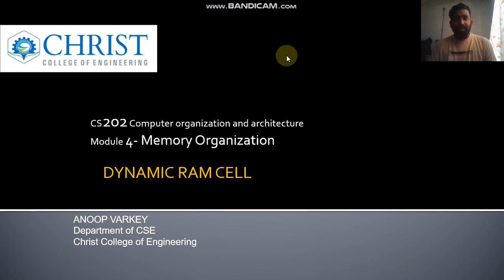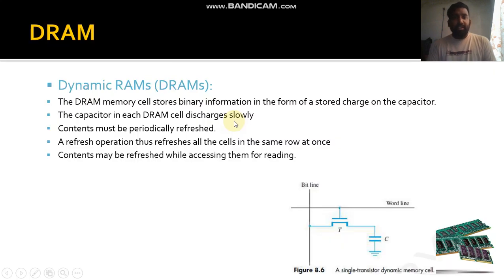Hi all. In this lecture, we are going to discuss the dynamic RAM cell, which is included in the KTU syllabus, CS 202 Computer Organization and Architecture, Module 4. A dynamic RAM cell is implemented using capacitor and transistor logic. We have a single capacitor and a transistor for implementing a dynamic RAM cell.